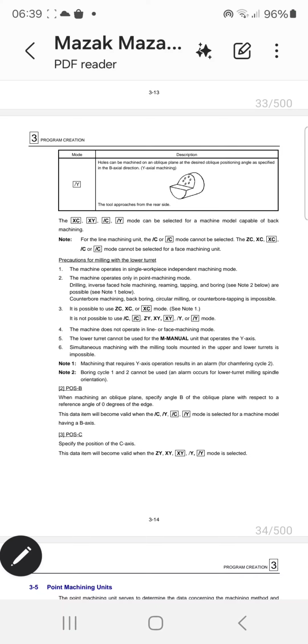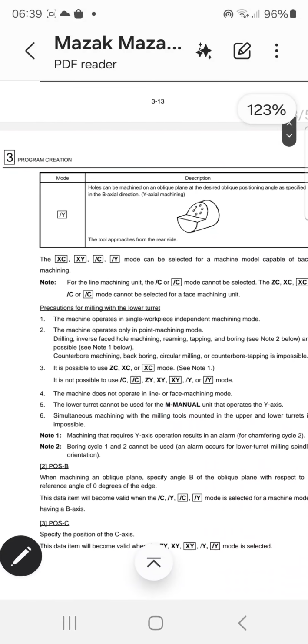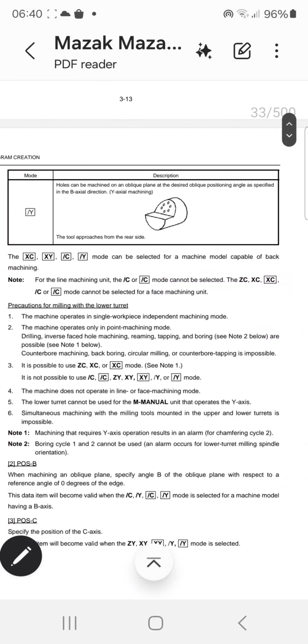Today we continue to talk about the shared mode. It can also be machined on the oblique plane, designing the oblique position for the angle as specified in the B-axis direction by the biaxial machine. So with the tool from the rear we can drill the 6 holes.